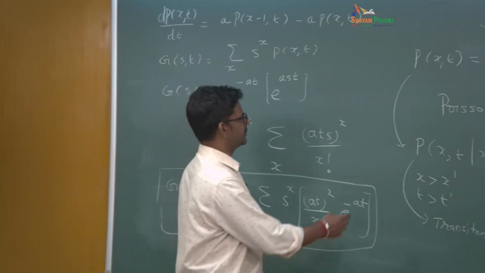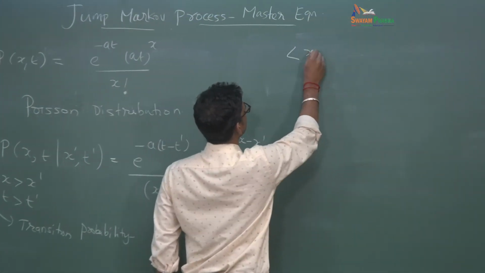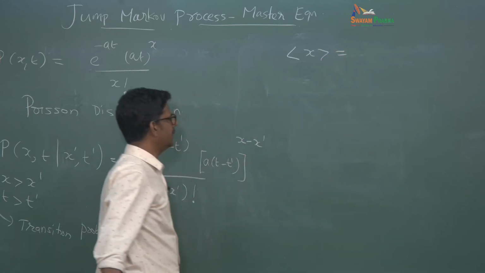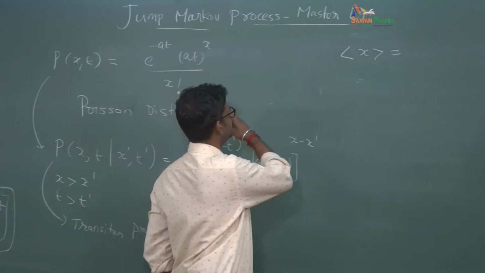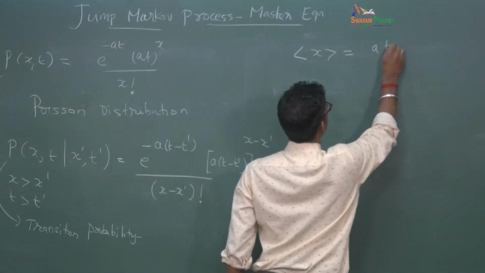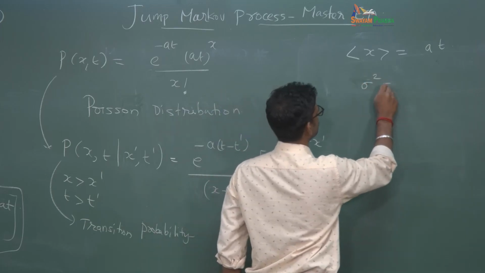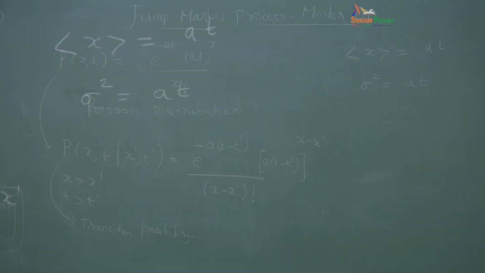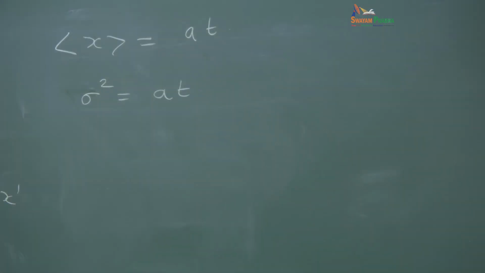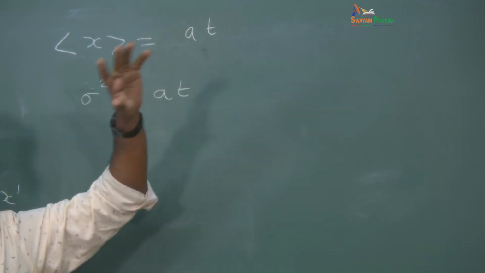So once we have this distribution, we can ask what is the mean. Okay, we know that for a Poisson distribution like this, the mean is nothing but AT, and standard deviation also is AT. Okay, in other words, it means that the position increases with the time linearly. Okay, this is what I said in the beginning.